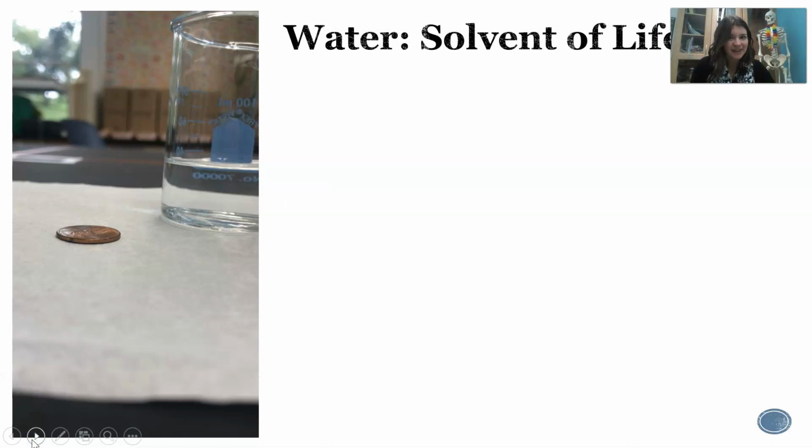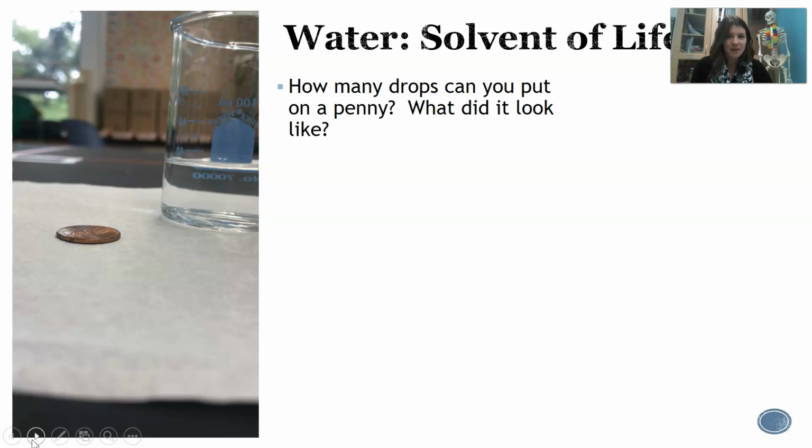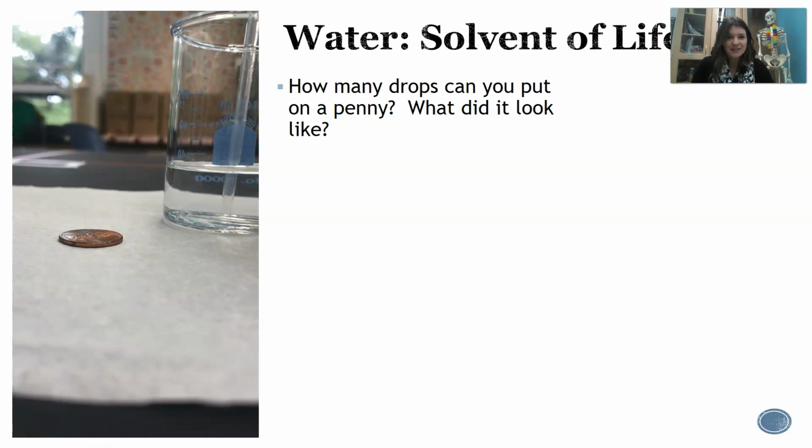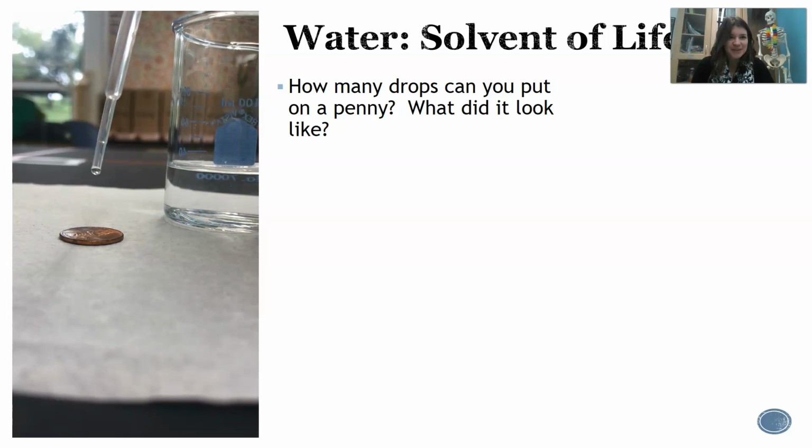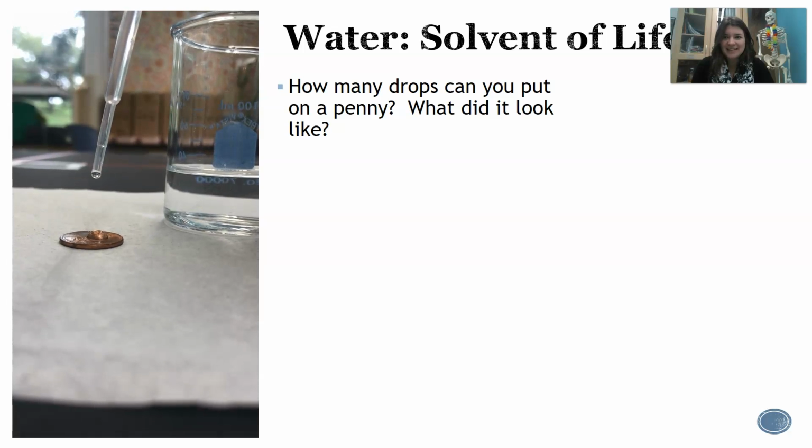So in class you have been doing a couple of hands-on activities, or maybe at home. The first one I want you to think about is how many drops can you put on a penny and what did it look like? So I did this, so if you weren't able to, you can just look at my observations. Some people are able to get more drops on, some people are able to get less. Kind of depends on your dropper sometimes.